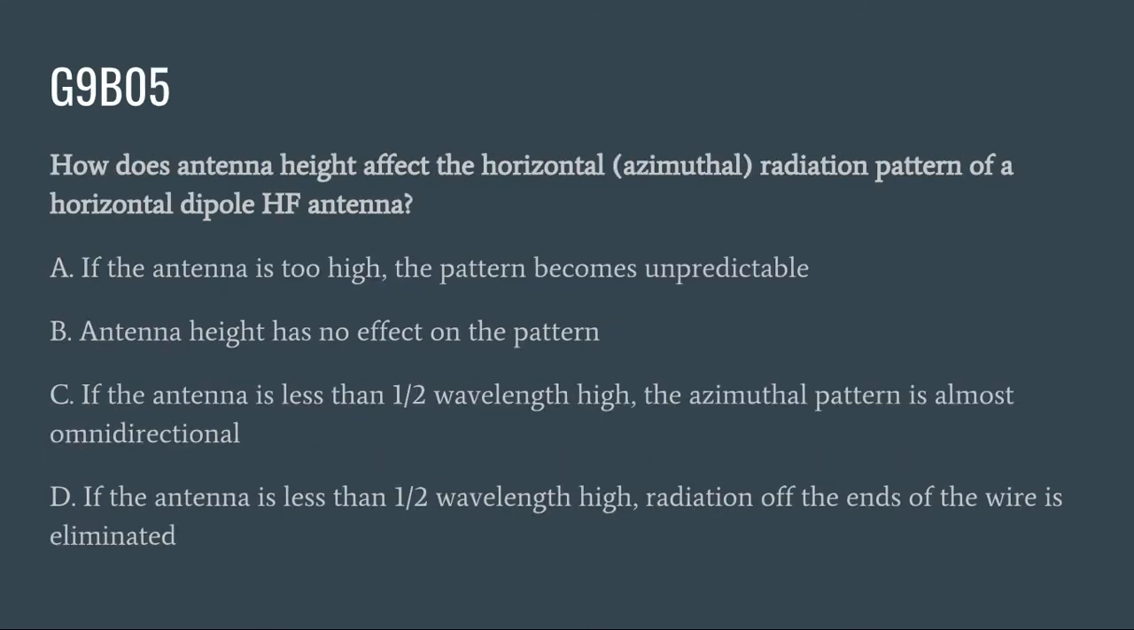G9B05, how does the antenna height affect the horizontal azimuthal radiation pattern of a horizontal dipole HF antenna? A, if the antenna is too high, the pattern becomes unpredictable. B, antenna height has no effect on the pattern. C, if the antenna is less than 1/2 wavelength high, the azimuthal pattern is almost omnidirectional. Or D, if the antenna is less than 1/2 wavelength high, radiation off the ends of the wire is eliminated. Correct answer C, if the antenna is less than 1/2 wavelength high, the azimuthal pattern is almost omnidirectional.